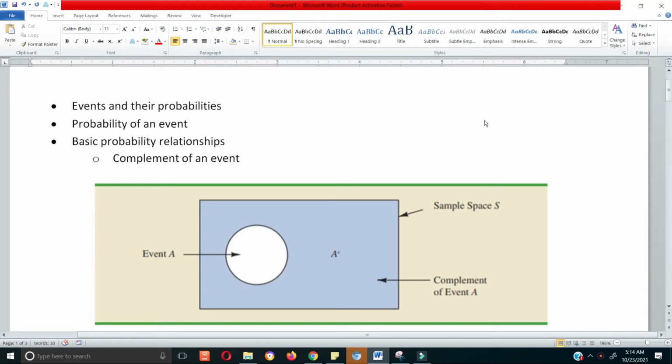So welcome back to this second part of chapter 4. We are continuing with probability. We are going to look at a few more definitions.